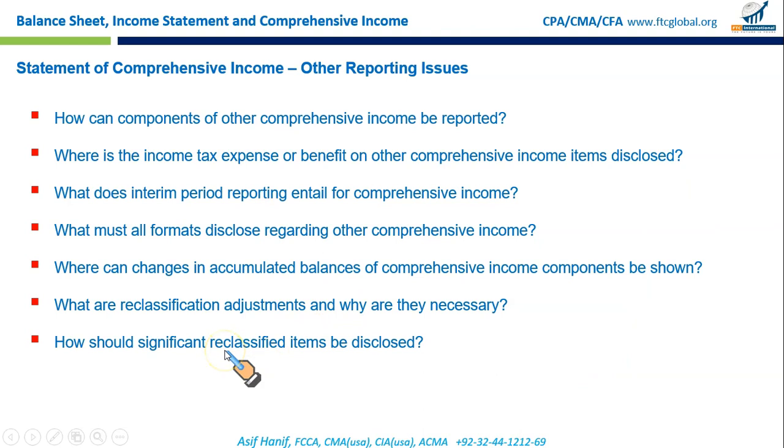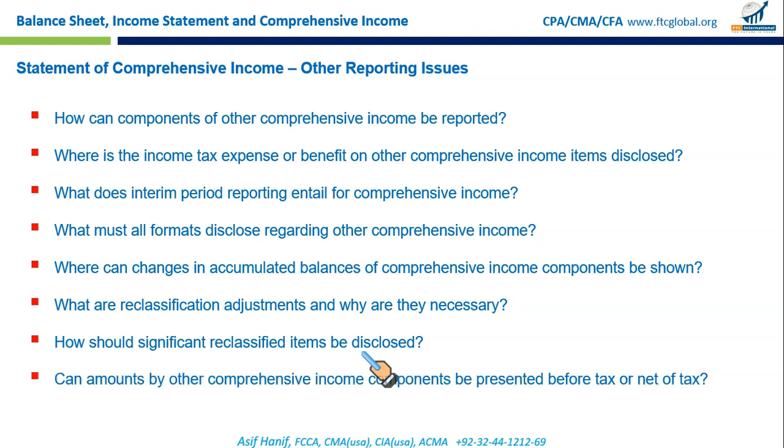Then it says, how should significant reclassified items be disclosed? Any items which were a component of OCI are now reclassified to the income statement. What should we do with these? So significant items that are reclassified out of OCI must be disclosed on the face of the statement where net income is presented, or as a separate disclosure in the notes to accounts. Then the last question says, can amounts of other comprehensive income components be presented before tax or net of tax? We have already discussed this, that they can either be presented on a net of tax basis, or you can split the amounts into the figures and their tax impact.